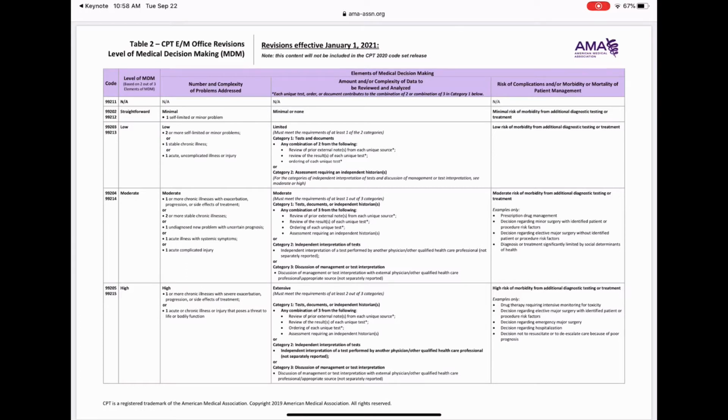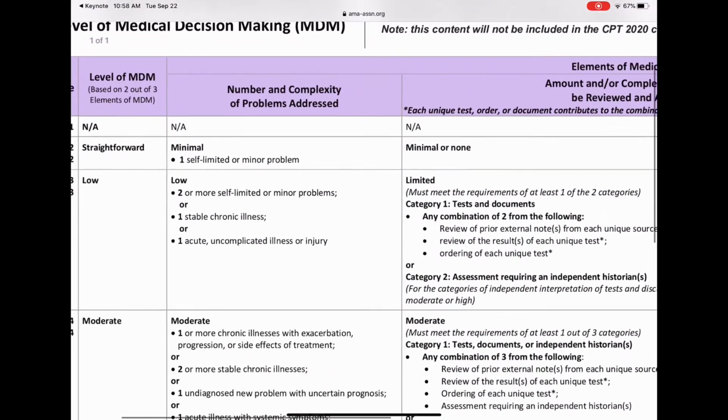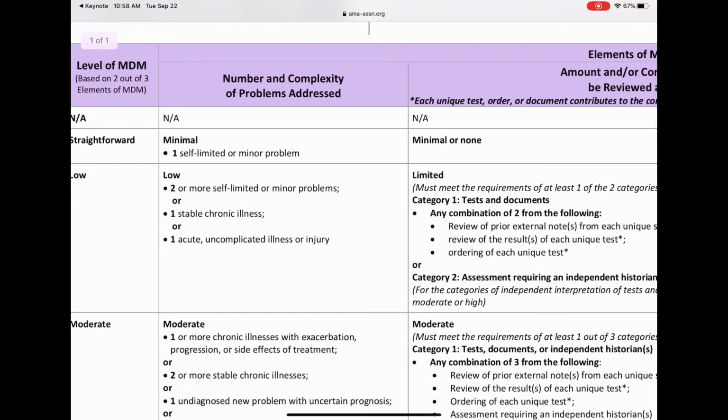The good news is that these things are defined. Some of these terms are defined very well for you. So let me show you what I'm talking about and actually jump in and show you what I mean. In the first element, which is number and complexity of problems addressed, right off the bat, you have something we need to define. What do we mean when we say problems addressed? The AMA is very clear about what they mean by that.